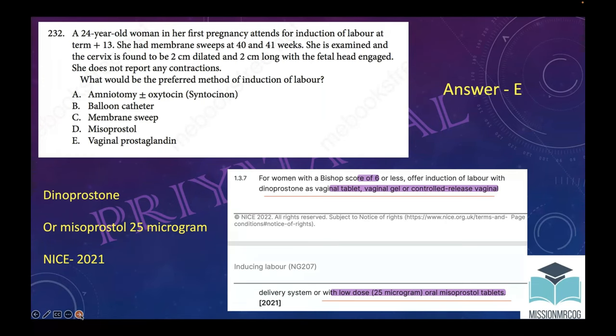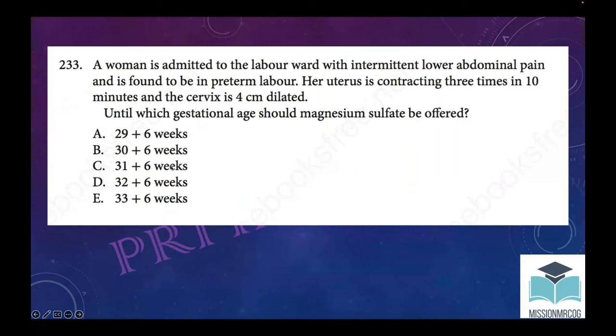Okay, so at which gestational age can magnesium sulfate be offered? A 29 plus 6 weeks. Yeah, everyone knows that it is 29 plus 6 weeks.